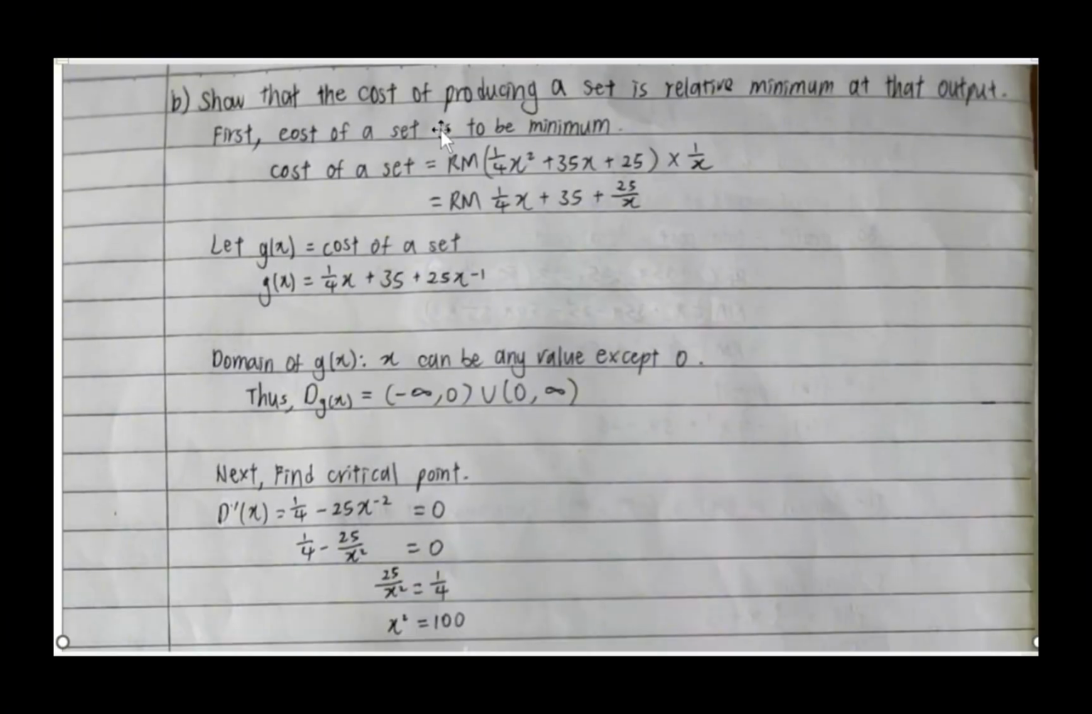They need to show the cost of producing a set is a relative minimum at that output.